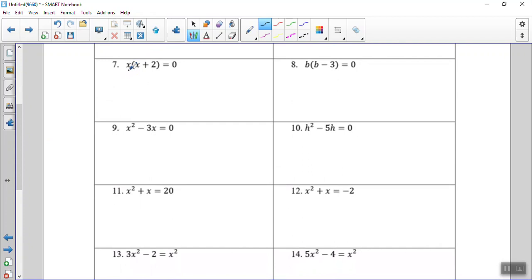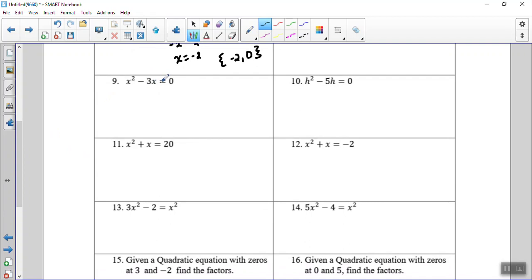So here, it's also in factored form. You have this x out here, but let me put it in parentheses so you can see that it is a factor, which means that I still have to set each factor equal to 0. So you have x equals 0, and then x plus 2 equals 0. This is already solved. Over here, I'm going to subtract 2 on both sides, so you have x equals negative 2. So my answers are negative 2 and 0.